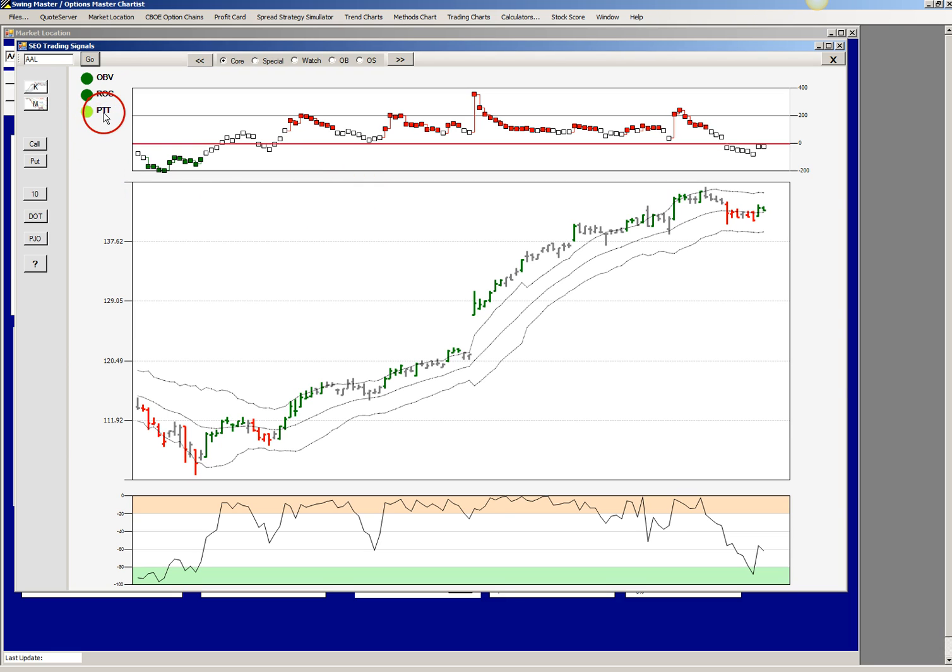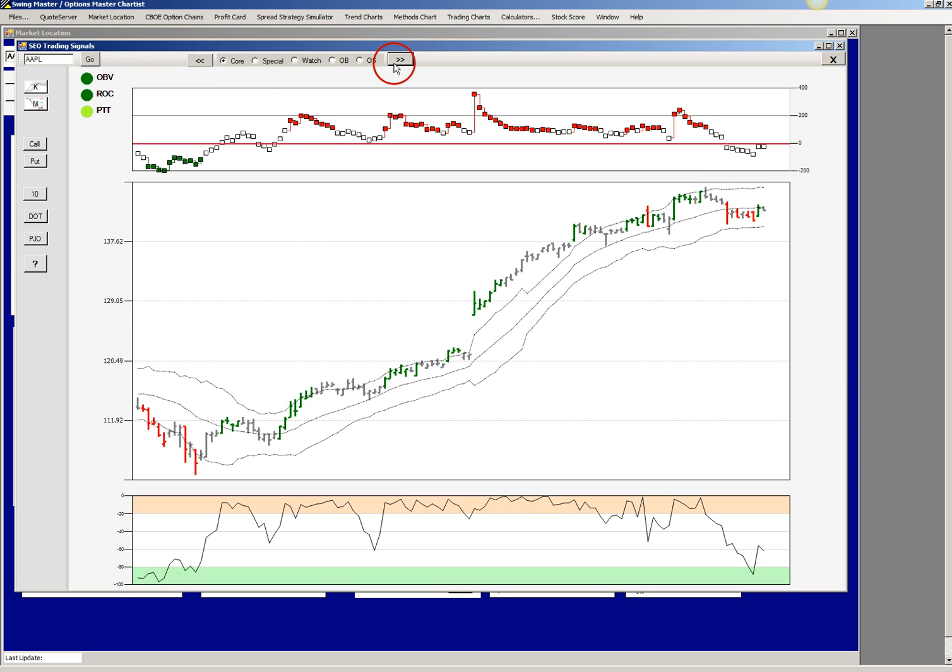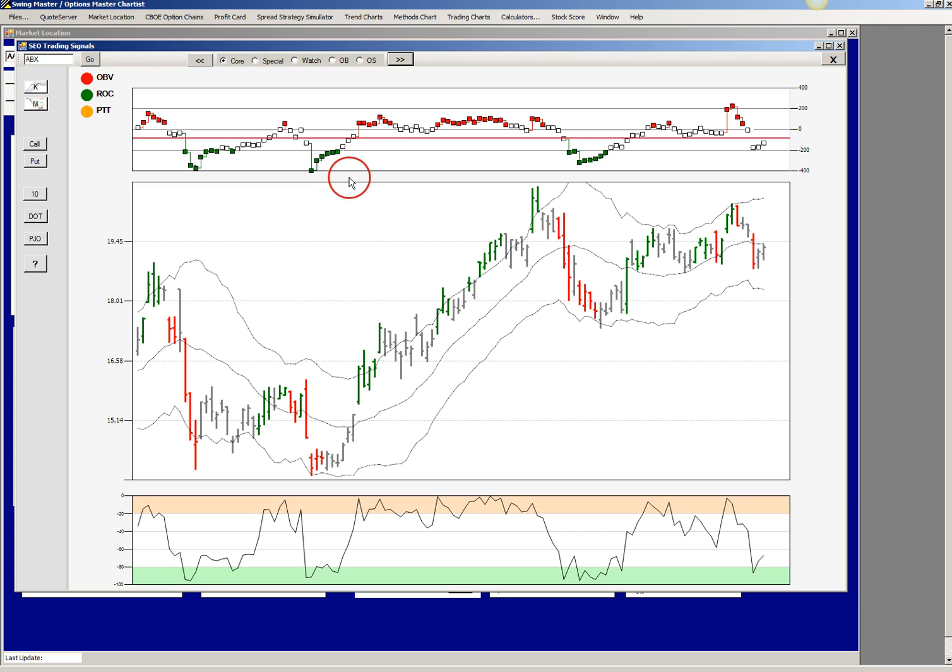The bottom one here is PTI, that's permission to trade, and that uses some shorter term momentum indicators to give us an indication that we're heading in the right direction. And the top panel here, the left arrows and the right arrows and the different watch list radio buttons enable us to scroll through our different chart lists so that we can rapidly evaluate every chart in our list if we want to.